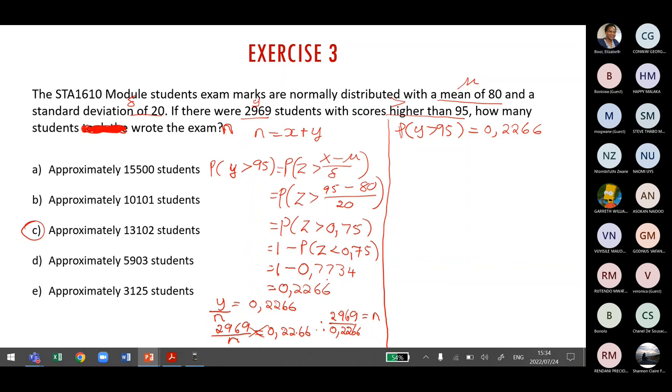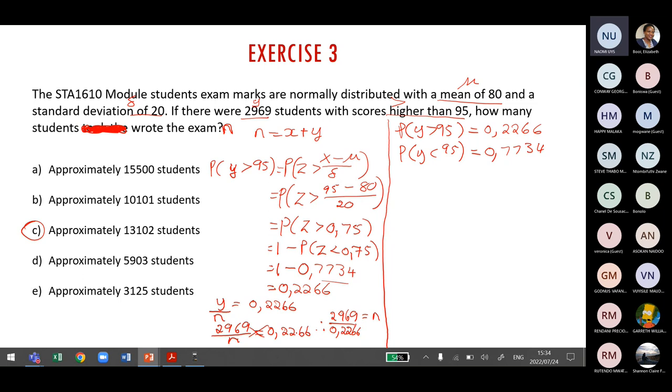We can also find the probability of those who are less than 95, which are those ones, right? The proportion will be 0.7734. Quick question: would it be Y less than 95 or Y less than or equal to 95?